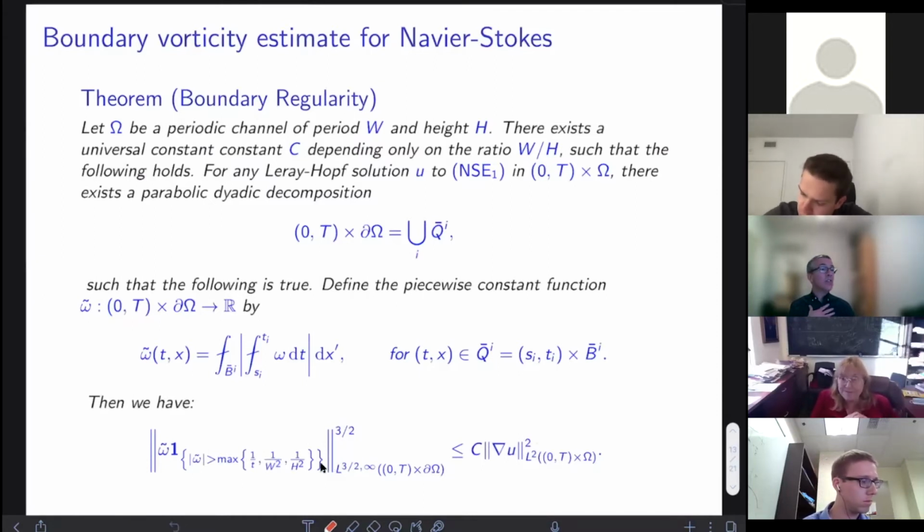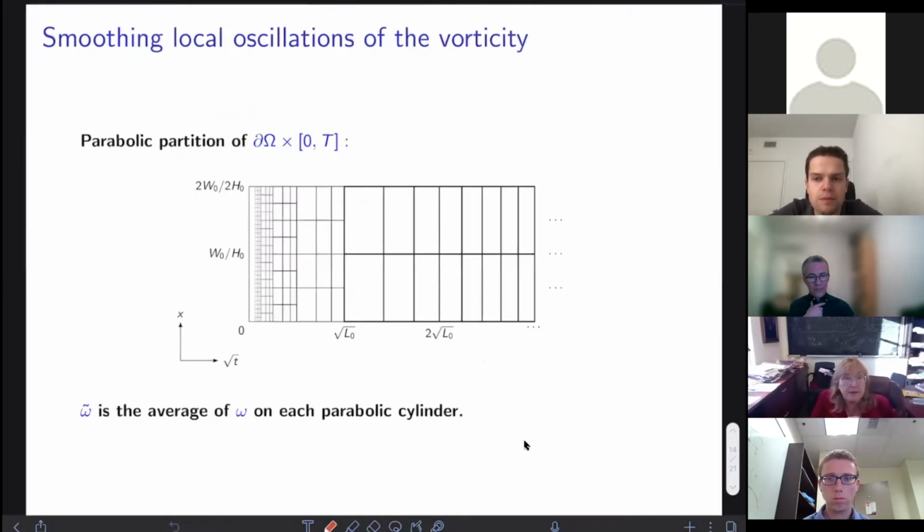It's not only the fact that you control the L3 over 2, which is important, which is already something that was not known in 3D. In 2D, I guess it can be done by other methods, but in 3D. But the important thing, which was known before, is that you can control exactly that way the L3 over 2 norm by the gradient u squared. Right? And why do you want this? Because you want to be able to rescale it, right? To rescale it to the other side.